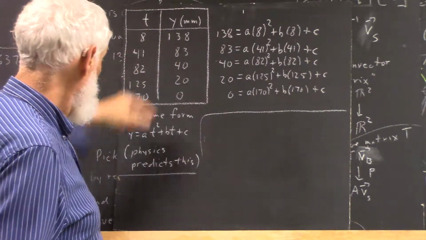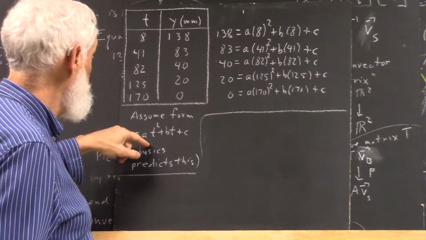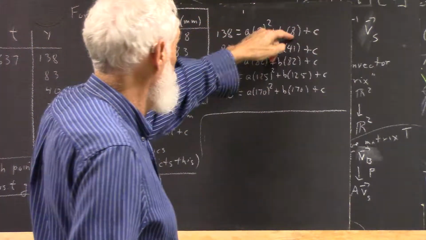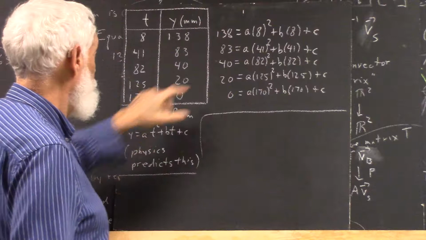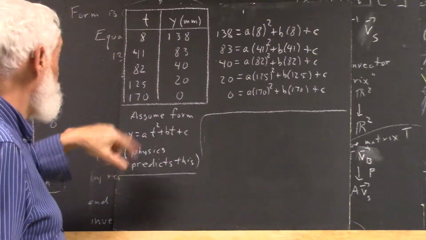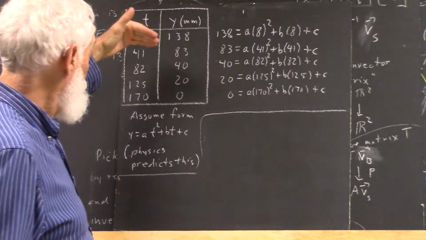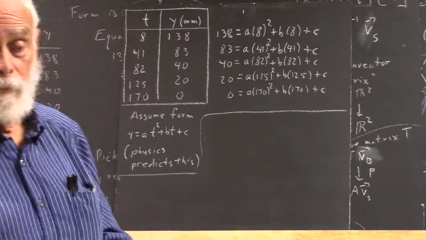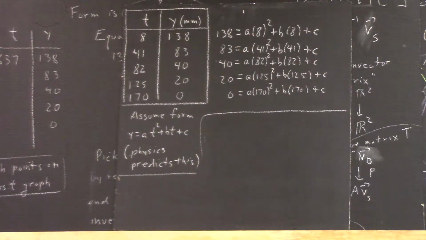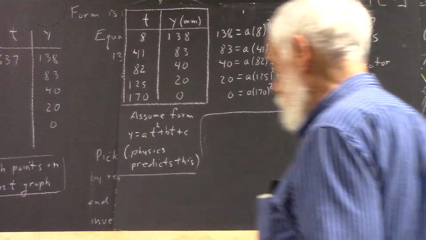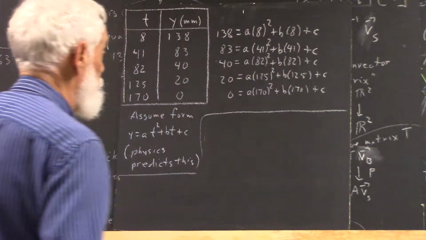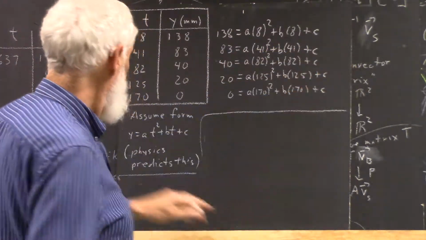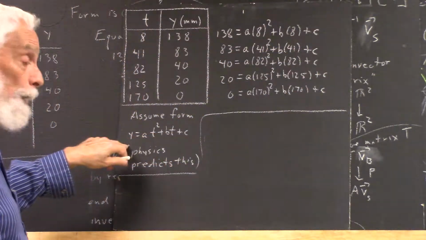So plugging in 138 for y, 8 for t, it's clear that we get this equation. 8 goes in where t is, and 138 goes in where the y is. And then we do the same thing for each line, and we get 5 equations. Well, there's actually something we can do that takes account of all 5 equations, but we want to find the values of a, b, and c, because then we plug those in, and now we have our function.